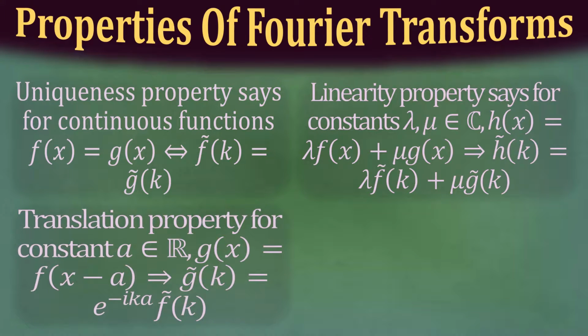We have the translation property that for a constant a in the real numbers, g of x equaling f of x minus a implies g tilde of k is equal to e to the i k a f tilde of k.